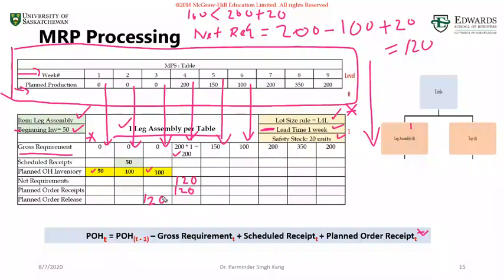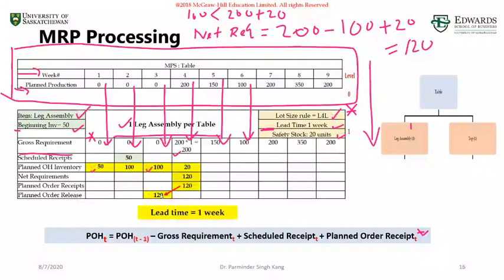So I need my items at the start of week 4, but in order to receive those items in week 4, we have a lead time of 1 week. So I'm going to offset the order release date by 1 week, which means that's pushed back to week 3. So that's what we had here. So the planned on hand inventory after receiving 120 units will be 20. That's another important point. Make sure you always update your planned on hand inventory by adding the net requirements.